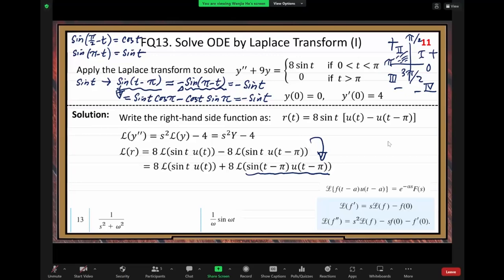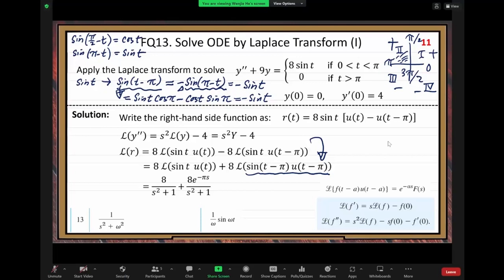Now, the second term we can apply the formula, right? We can apply our first shifting theorem. All right. Now, let's apply this first shifting on the first term and the second term. First term, easy: 8 over s squared plus 1. Because no e part, the e part is 1. But for the second one, a is pi, right? So we need to replace little a by pi. So the numerator, other than the constant, you have e to the negative pi s. Then the denominator is the same.